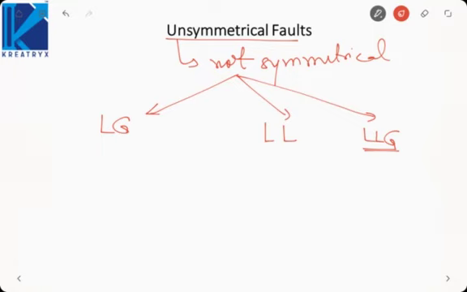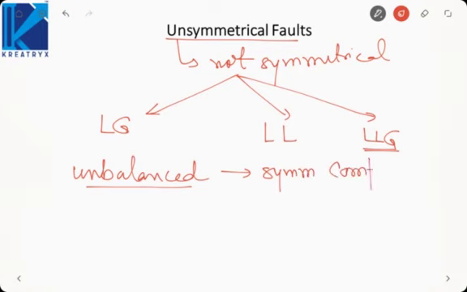Now here, as you can see from the name itself, I can observe that the conditions persisting in all the three lines are not identical. Hence, this will make the system unbalanced. And since it will make the system unbalanced, we will require the method of symmetrical components. In case of symmetrical faults, symmetrical components is not that much required because only positive sequence will exist. But here symmetrical components is very important because it will make the system unbalanced.